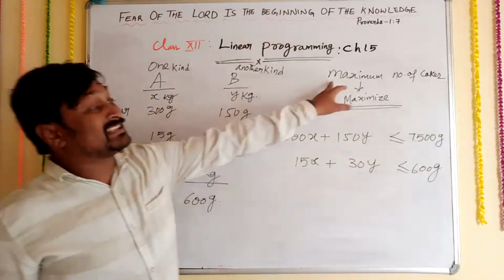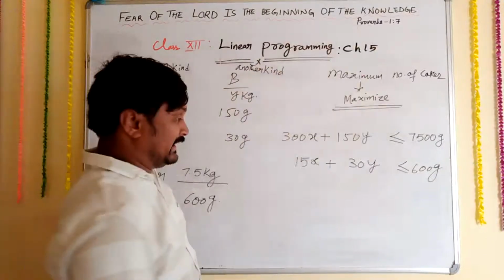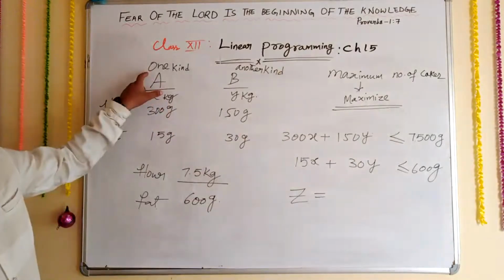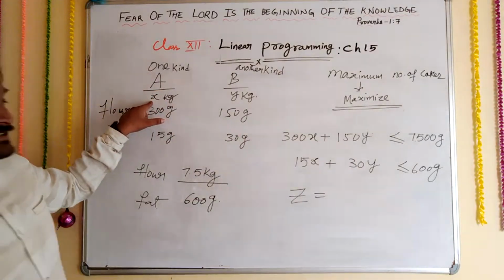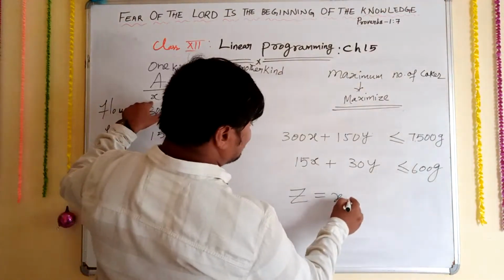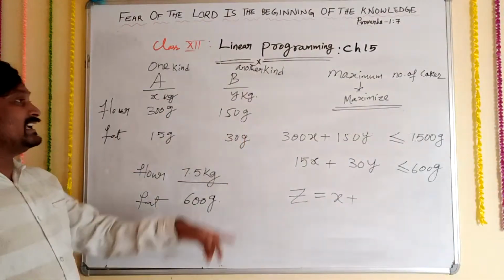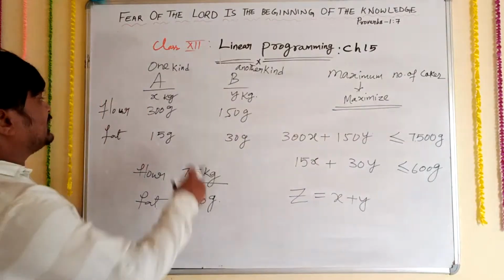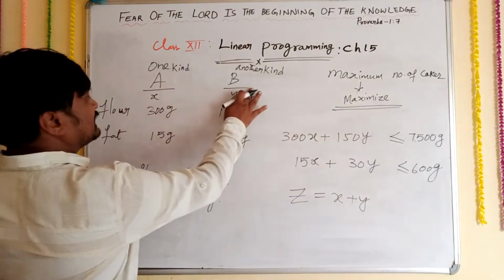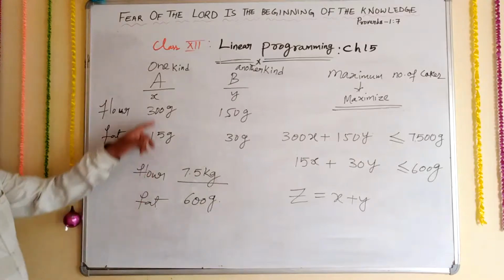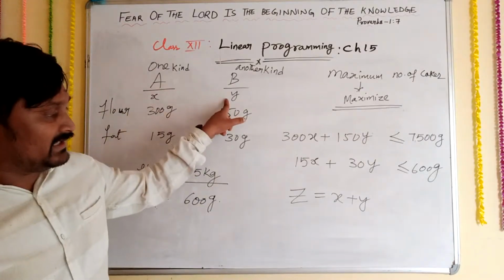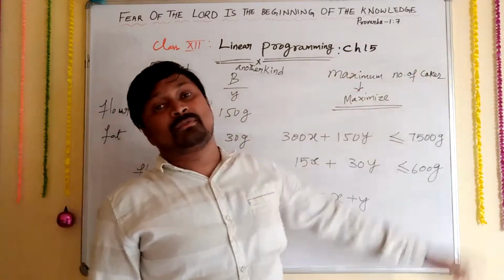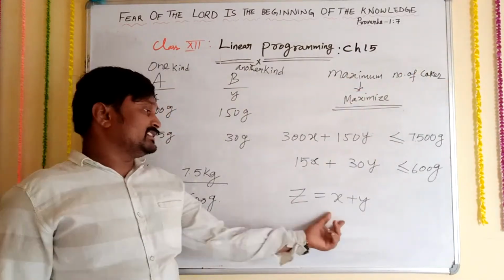What is the maximum number of cakes I need to find? So I don't know, that's what z is equal to. Here one kind of cake I'm thinking as x, plus another kind I'm thinking as y. Now it is the number of cakes, not kgs, so x cakes and y cakes, x plus y, so that you get the maximum number of cakes. Okay, so z is equal to x plus y.